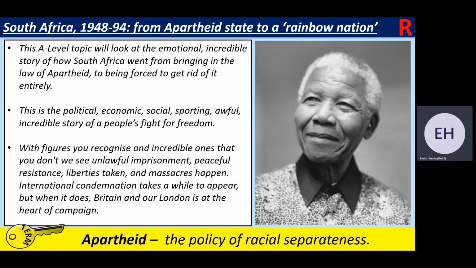So a bit of context then for us. This A-level topic will look at the emotional, incredible story of how South Africa went from bringing in the law of apartheid to being forced to get rid of it entirely in the 1990s. This is the political, economic, social, sporting, awful, incredible story of a people's fight for freedom in South Africa. Yes, you'll come across figures you recognise, most notably this man here on the right-hand side, Nelson Mandela. But will you also come across incredible figures that you won't have seen before?